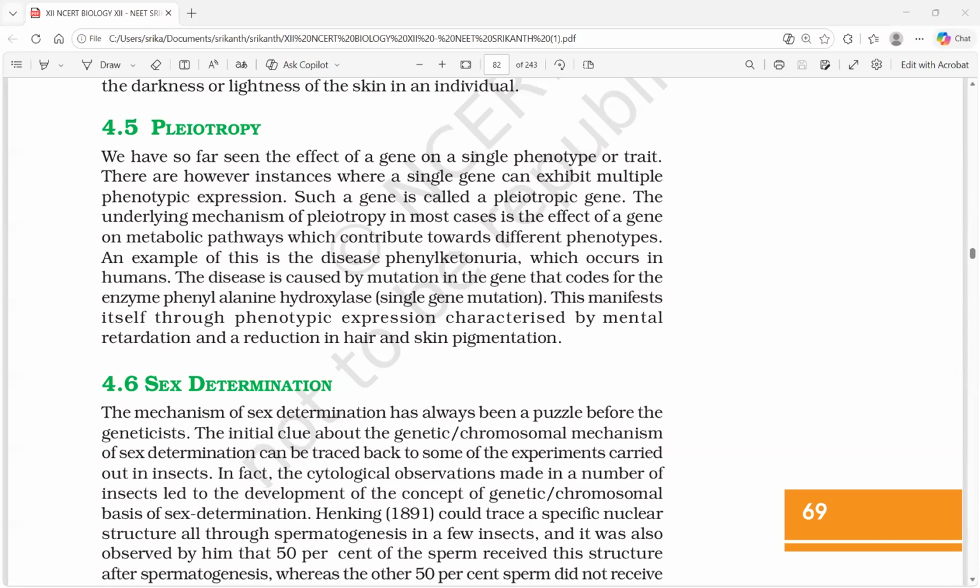So what is Mendel? Mendel said one gene has one expression. But now if it is a single gene with multiple expression, what will it be? It is called pleiotropy. So can I call it also a non-Mendelian process? Non-Mendelian process.